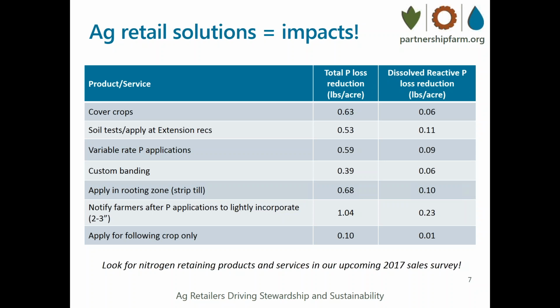Ag retailers can also let farmers know when a broadcast application has been made so they can get out and get the application covered, worked in, or just slightly covered. Avoid application before a heavy rain event, abide by setbacks, and let farmers know when we see an issue in a field that may need attention, such as tile, blowouts, that type of thing. Applying only enough phosphorus for the following crop rather than several crops in rotation can also make a difference.